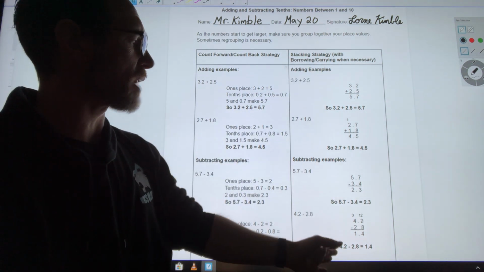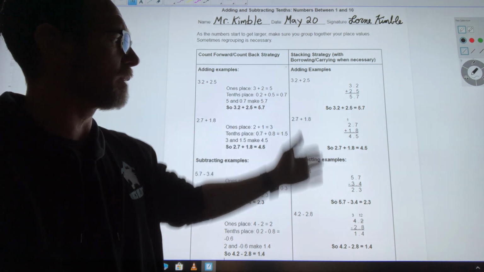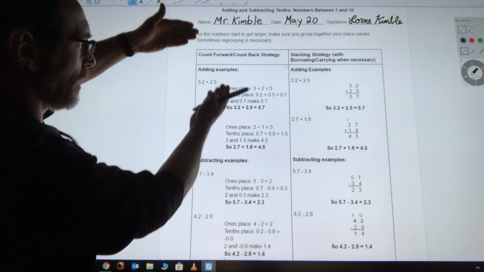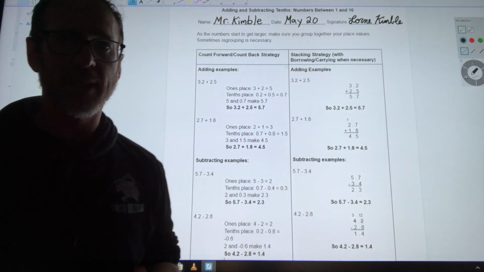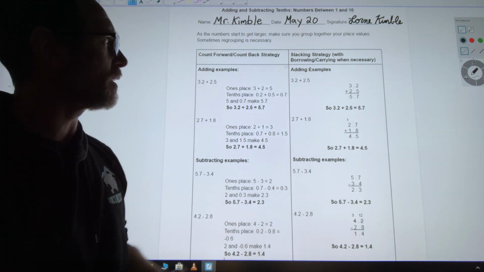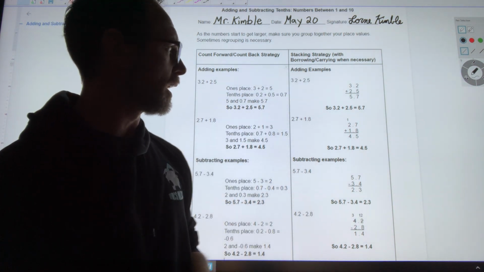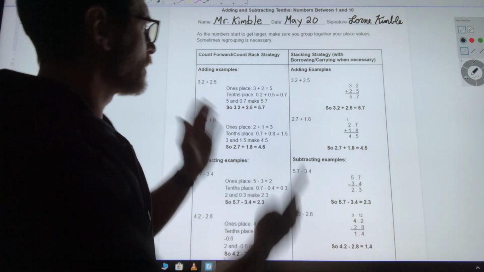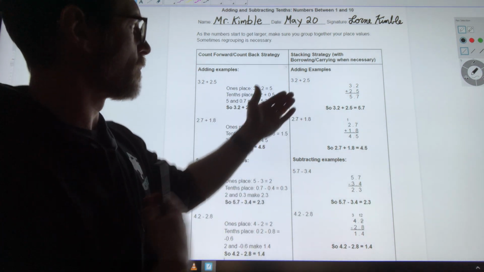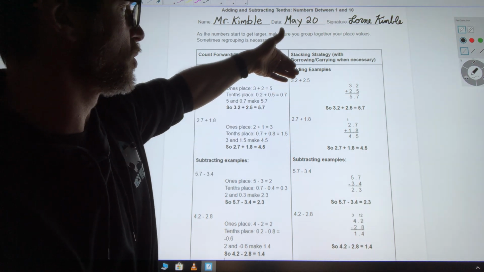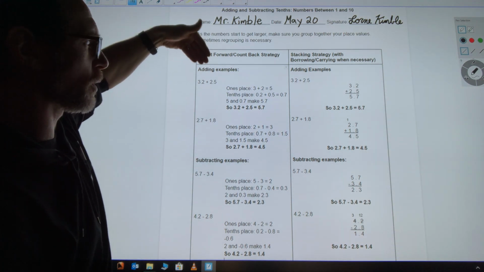The borrowing and carrying strategy is one that I use a little bit more often, but it's a little less in your head. The thing about the count back, count forward strategy is it is mental math. So typically you don't have to write that down. When you're using borrowing and carrying, it's more of a write down kind of strategy. So sometimes it's better to use this one and sometimes it's better to use this one. For me, 3.2 plus 2.5, I would probably use the count forward strategy.